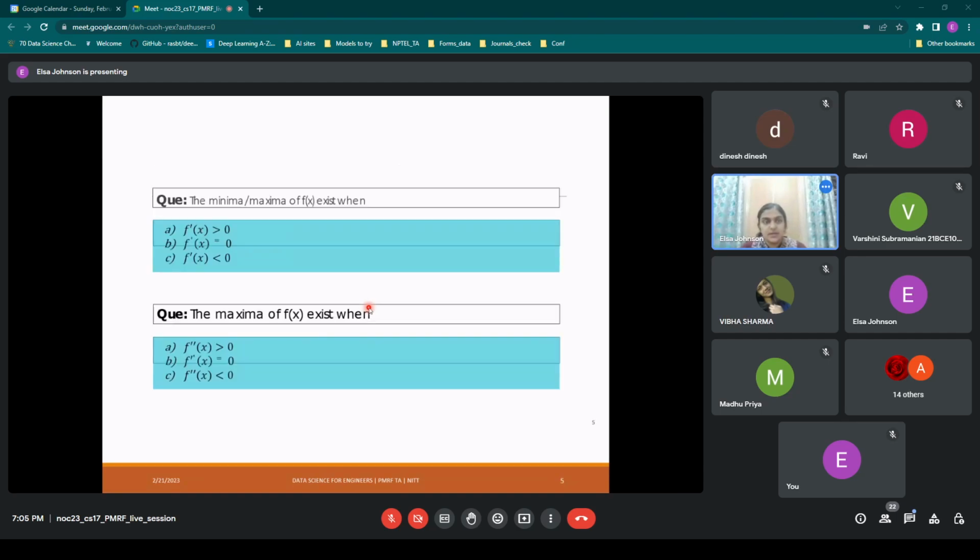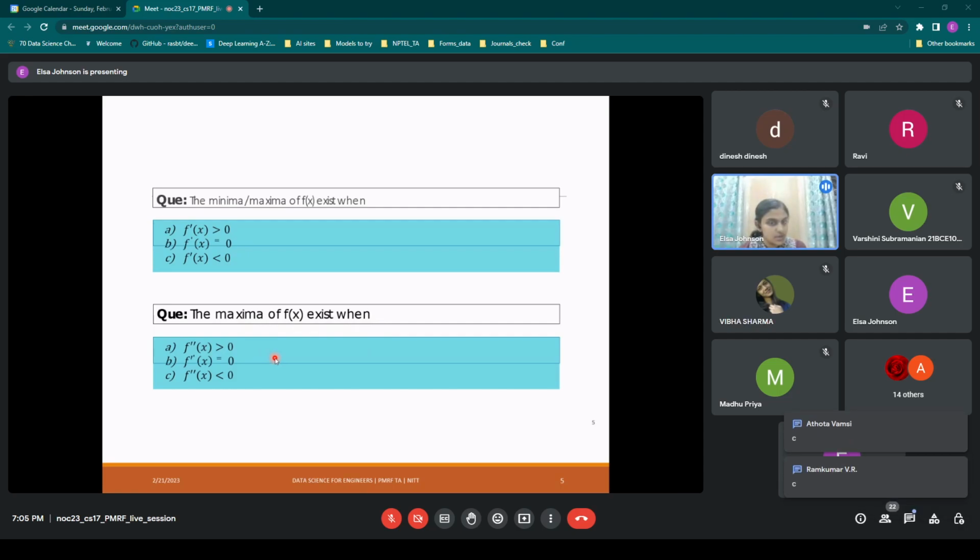Now, can you tell me the answer for this one? The minimum or maximum of f of x exists when? Choose option A, B, or C. You can put it in the chat window. Yes, that's right, everyone. So the maxima of f of x exists when? Answer for the second one. That is the sufficient condition for that.